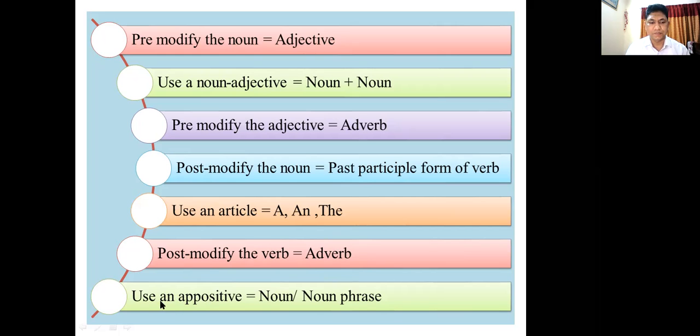Come to next one, that is use an appositive. You know that appositive means an extra information about noun. Appositive is an extra information about noun, about subject. Okay. So when you are asked to write an appositive as post-modifier, in such cases you have to write noun or noun phrase. Okay. Basically, an appositive is a noun phrase. So when you are asked to use an appositive as post-modifier, in such cases you have to write noun phrase. You have to write an extra information about the subject, about noun. Okay.